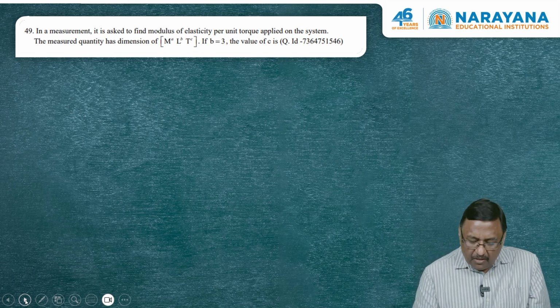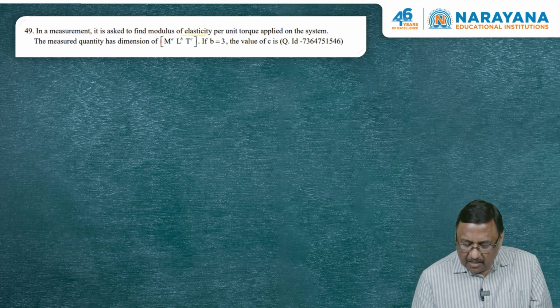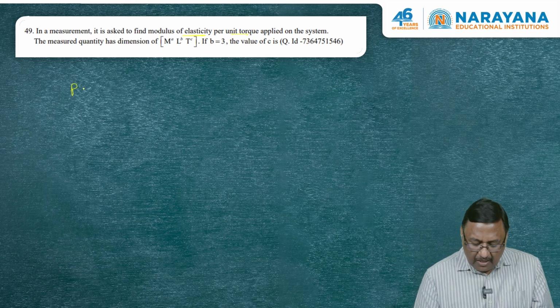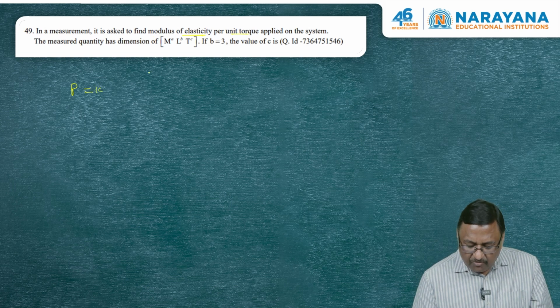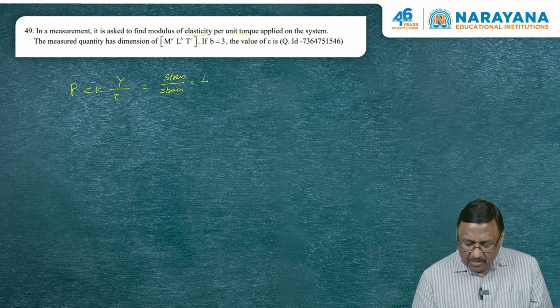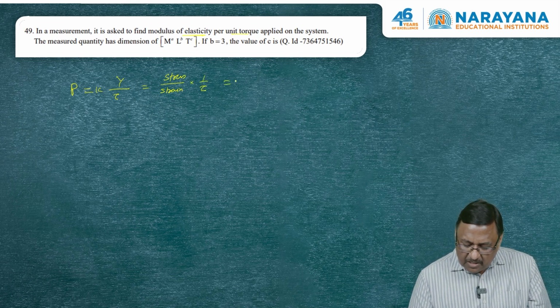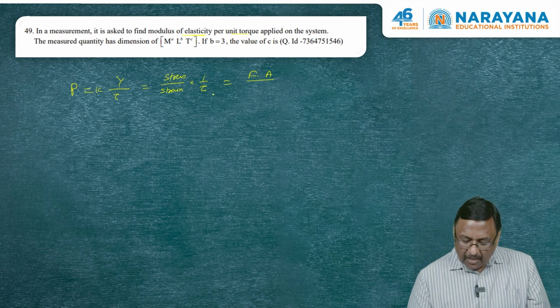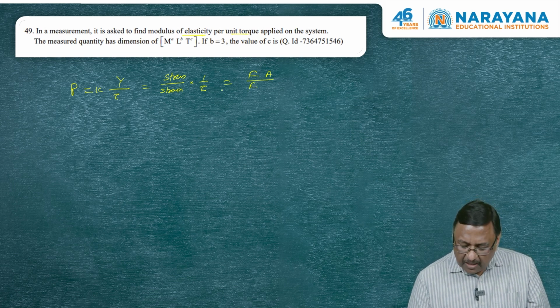Okay, no problem. In this question, he is asking the modulus of elasticity per unit torque. So let us say the physical quantity P is, with some proportionality constant if you want, the modulus of elasticity per unit torque. So it is the modulus of elasticity, let me say Y or Young's modulus, divided by torque. Elasticity, you know, is going to be stress divided by strain. Strain we know very well has no dimensions. Stress we write as force upon area, divided by torque, which you write as force into some length.